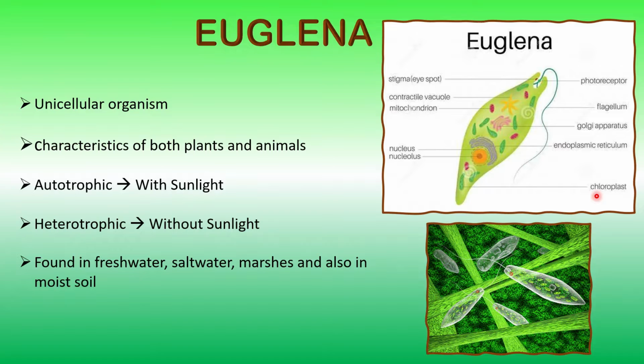It has the characteristics of both plants and animals. It is autotrophic in the presence of sunlight and heterotrophic without the presence of sunlight. It is found in fresh water, salt water, marshes and also in moist soil.